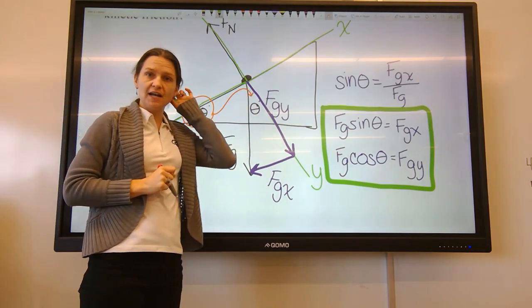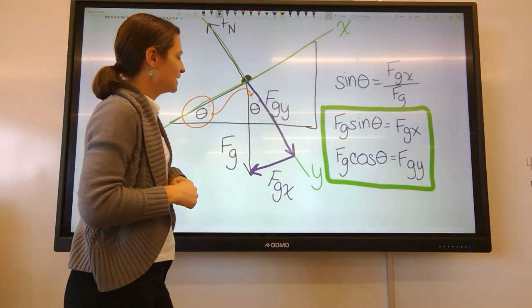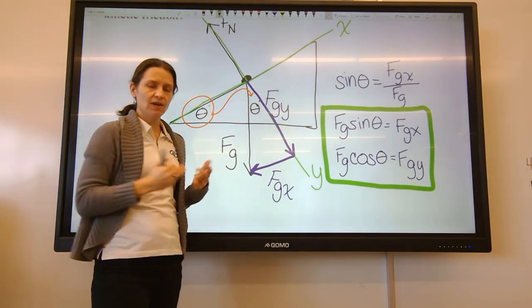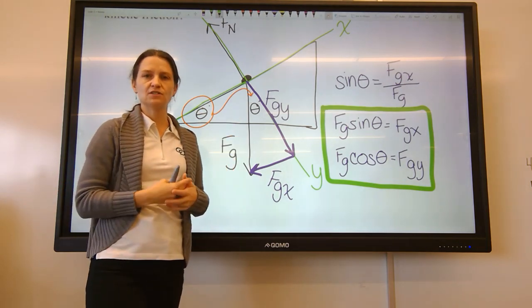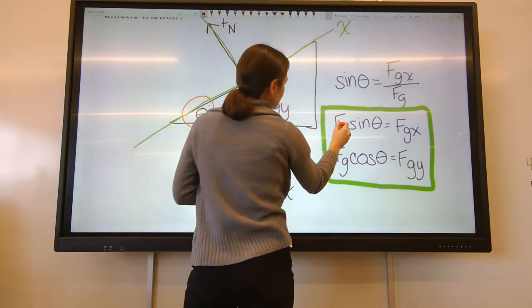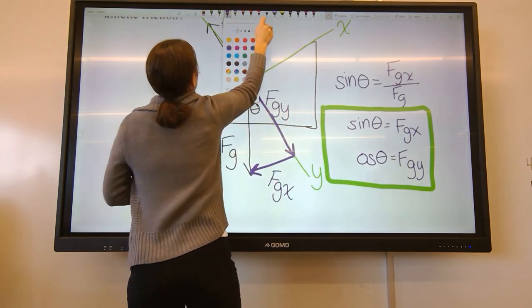Now, if I wanted to find these, it's pretty easy. I'm just going to go plugging in. I have one more piece of information that I know: Fg, we have an equation for that. The force of gravity is always the mass of the object times the acceleration due to gravity. So the next thing I'm going to do is actually replace Fg in these equations with mg.